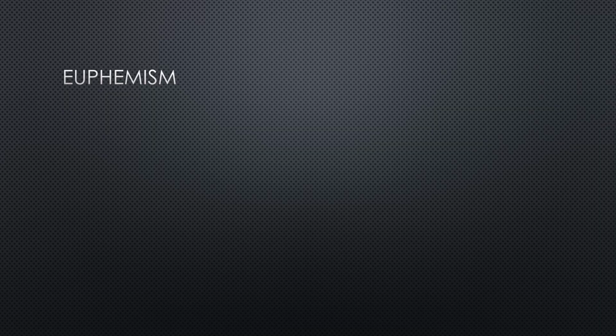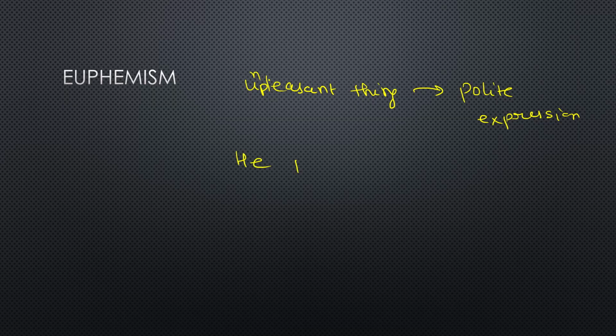Euphemism. When we have euphemism, there is basically an unpleasant thing, but in order to beautify the writing, you don't want it to sound unpleasant. So you have used maybe a polite expression, okay? For example, instead of saying he died, you said he passed away, he departed to heaven, right? This is euphemism.